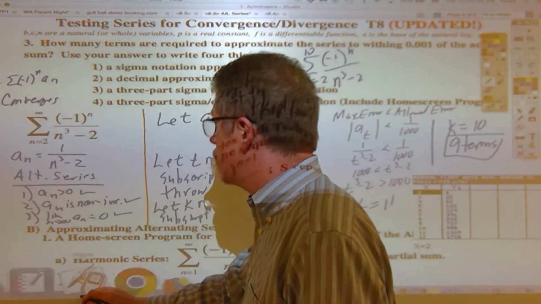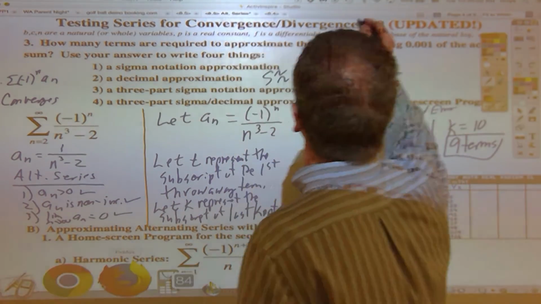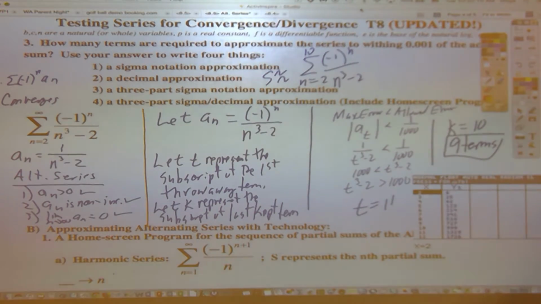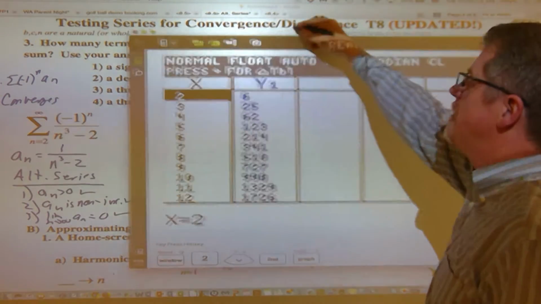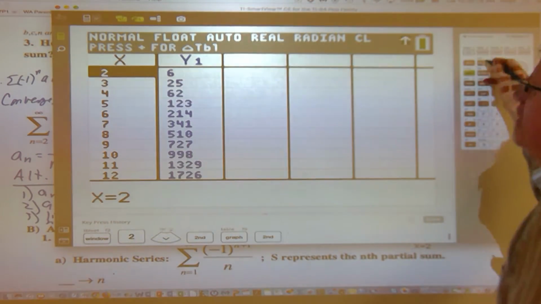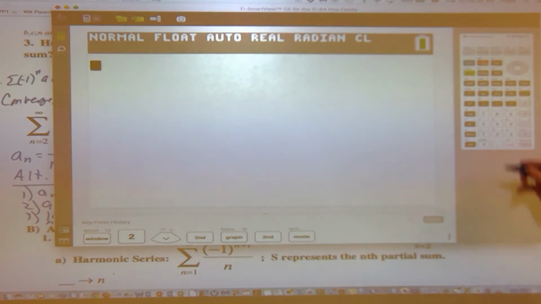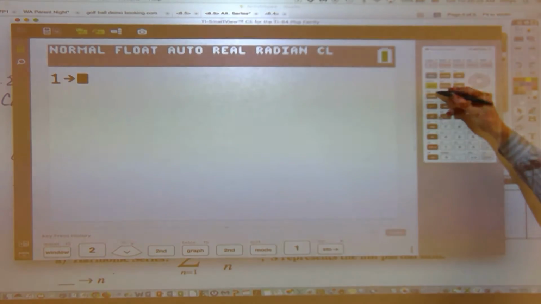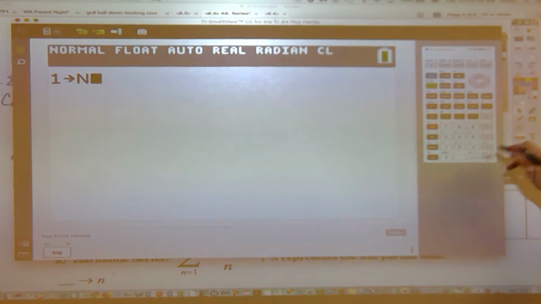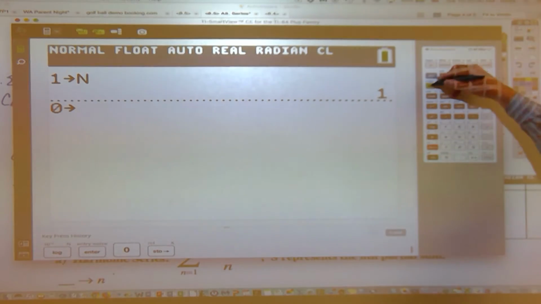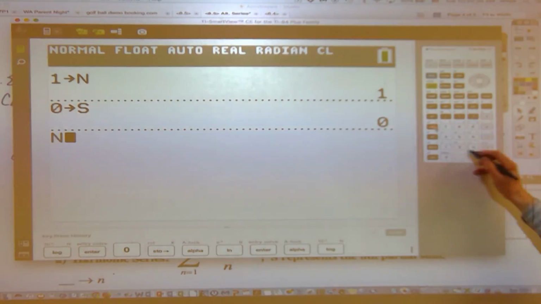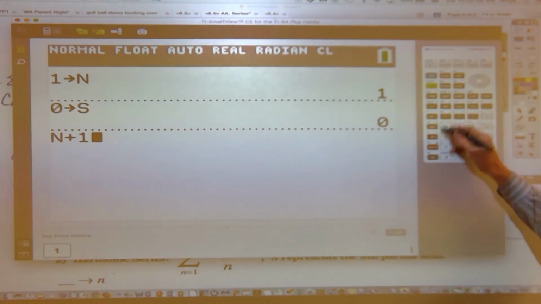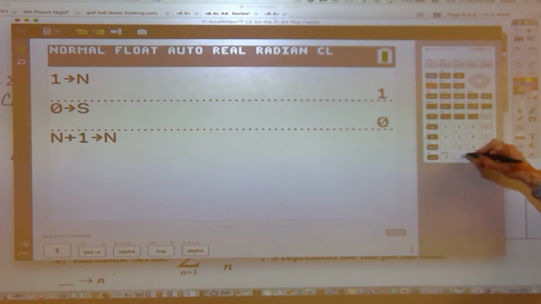We've been doing home screen programs, and I want you to use a home screen program to get the decimal approximation. So go to your calculator now, and this will be all you need for the homework. As long as you can do a home screen program on the calculator, which we've been doing for days now. Since n starts at 2, let's initialize n at 1. 1, store n, enter. Always initialize the value of the series at 0. And now here we go. Increment the value of n by 1. n plus 1 store n colon.